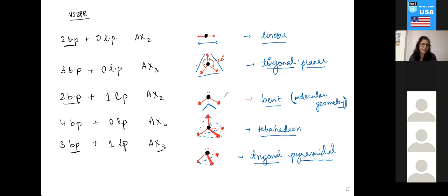So if you are able to imagine the shape, you can come close to the name. It'll be easy to remember the names once you figure out the shapes.